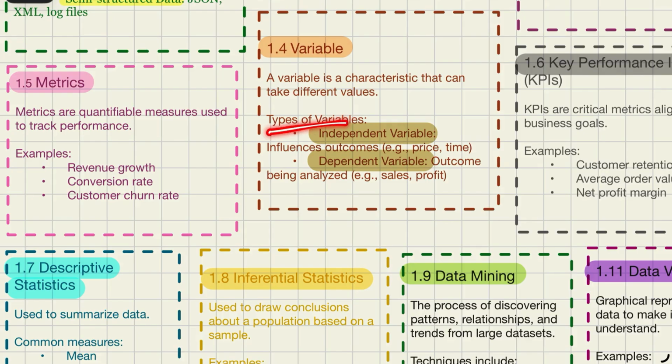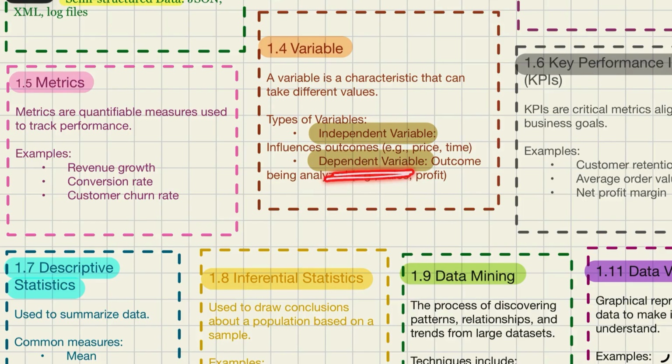And then there are two types of variable, independent and dependent. An independent variable influences the outcome. All right, an independent variable influences the outcome, like price, time, right?